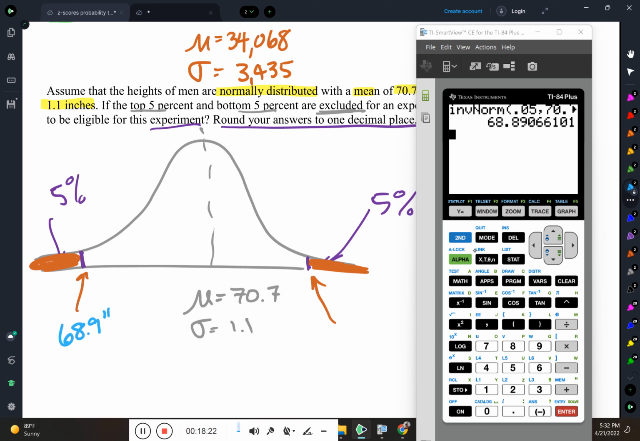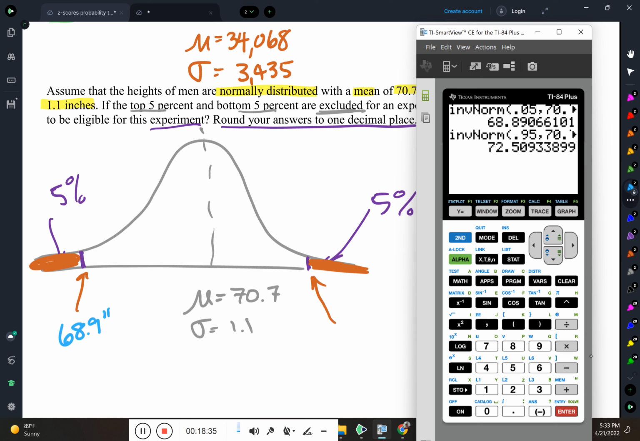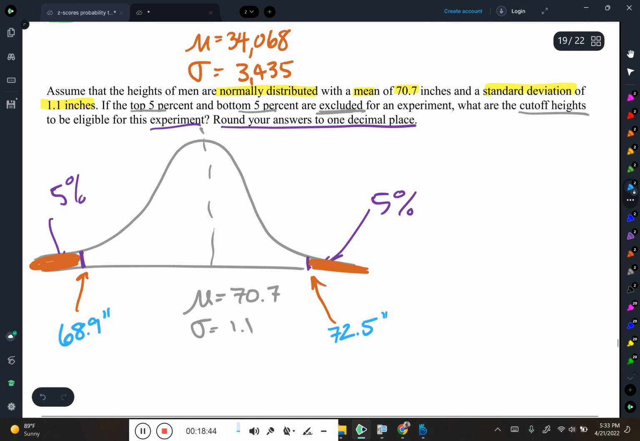And now I need to figure out the other one. So it's the same command again, inverse normal. But now the area is 0.95. Do you see why it's 0.95? 5% to the right means 95 to the left. And that means over here is a 72.5 inches. And so if you want to be in this experiment, you have to be between 68.9 inches and 72.5 inches tall. You're taller than that or shorter than that, you're out.